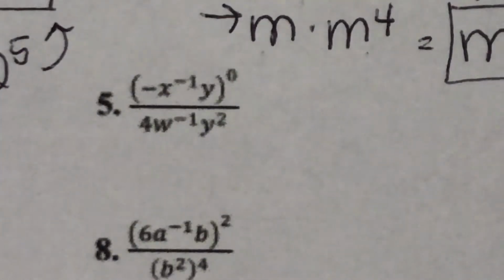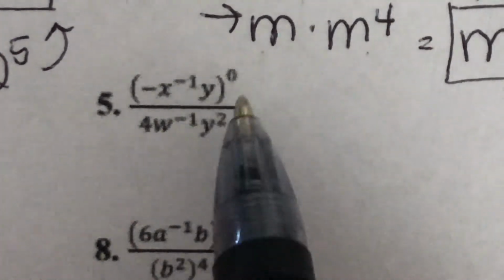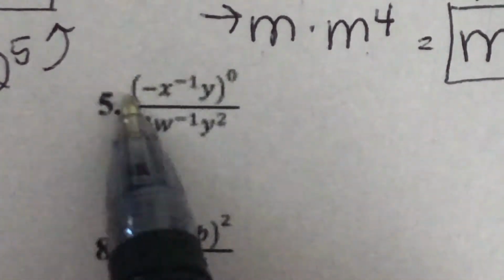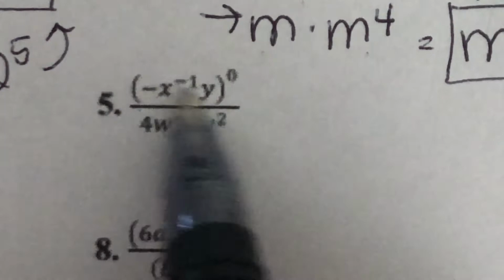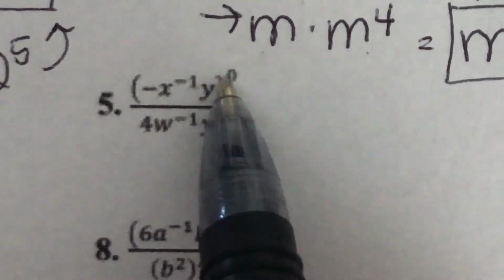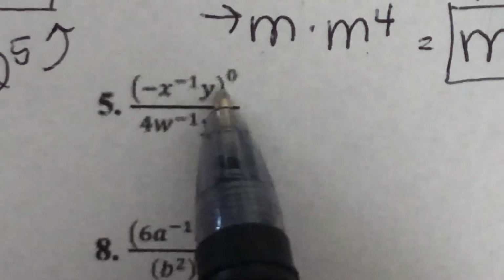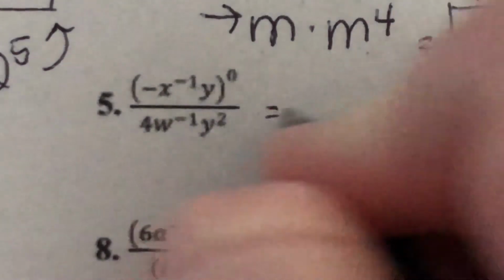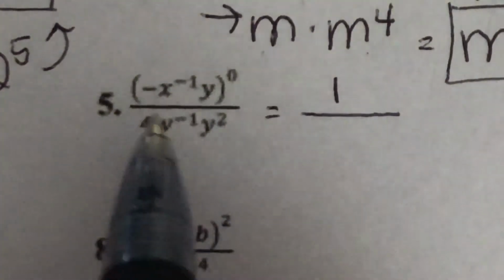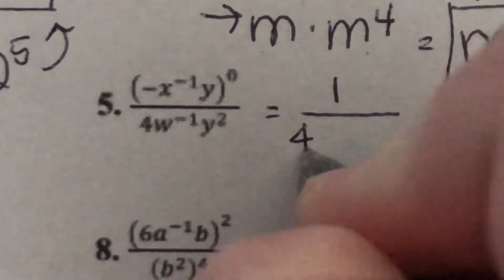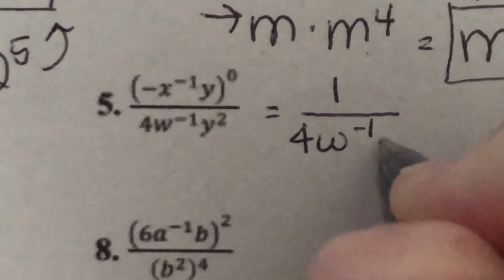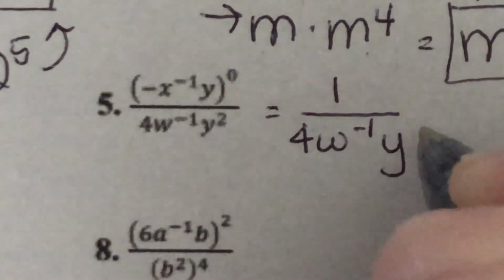Next problem, number 5. Okay, here, the entire top, before you do anything, is raised to the 0 power. So this entire top just becomes 1 over, and then we can look at the bottom. 4w negative 1, y, is that a 2? Yep.